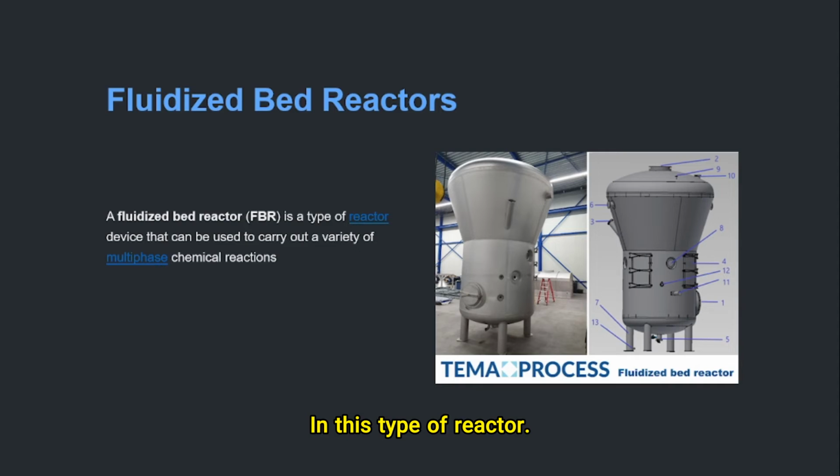In this type of reactor, a fluid that can be gas or liquid is passed through a solid granular material, usually a catalyst, at high enough speeds to suspend the solid and cause it to behave like it were a fluid, for example. And this process, that we know as fluidization, imparts many important advantages to an FBR. As a result, FBRs are usually used for many industrial applications.